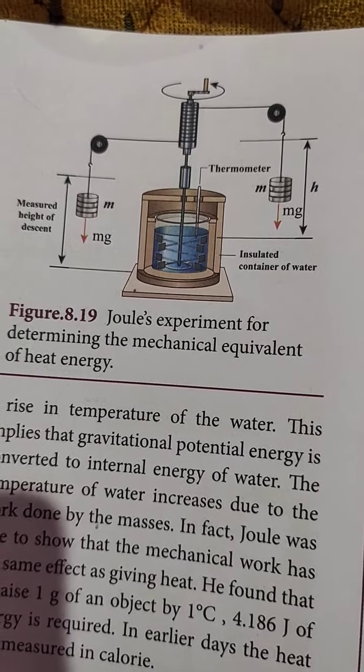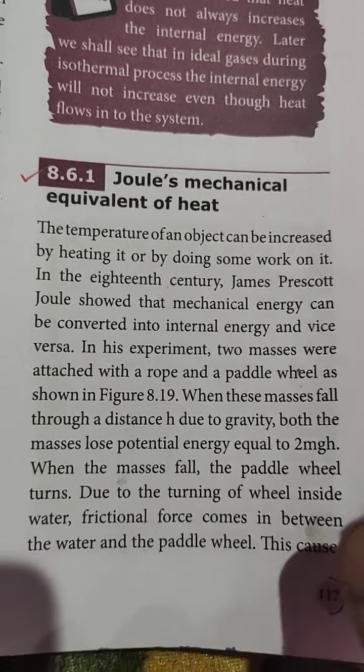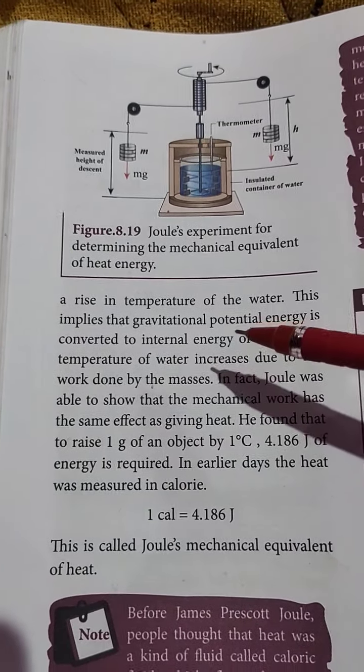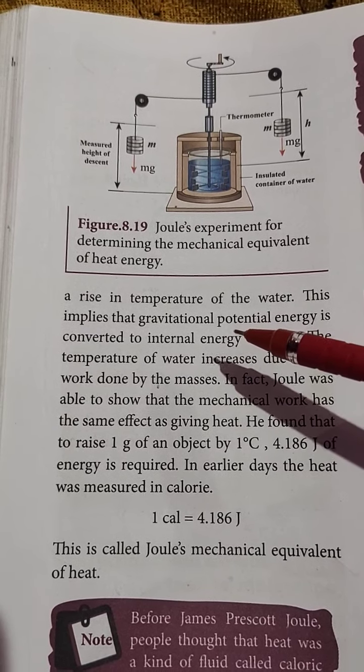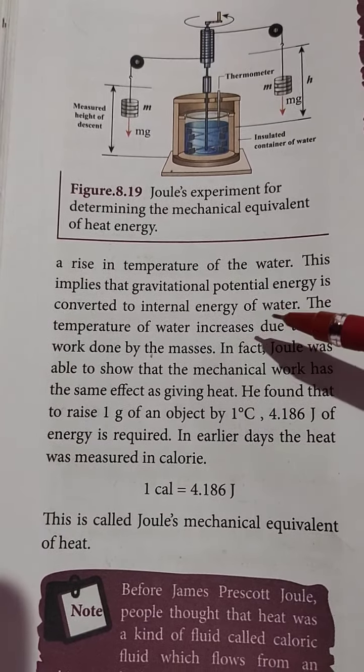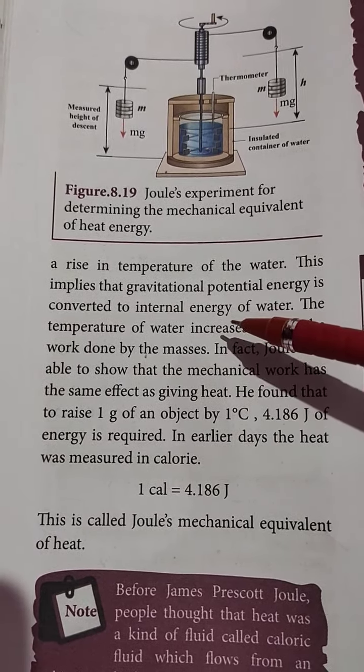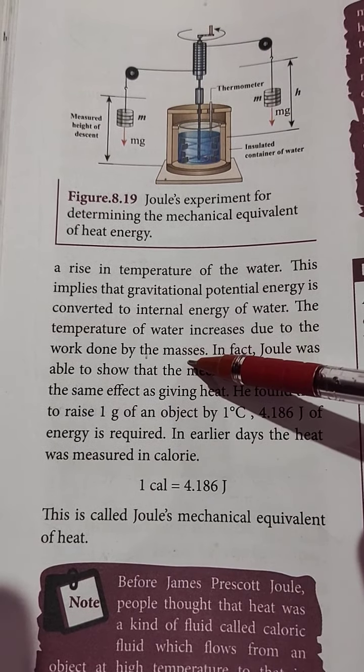When the masses fall a distance h due to gravity, both masses lose potential energy equal to 2mgh. When the masses fall, the paddle wheel turns inside the water, and frictional forces act between the water and the paddle wheel. This causes a rise in the temperature of the water. This implies that gravitational potential energy is converted into internal energy of water. So the temperature of water increases due to the work done by the masses.